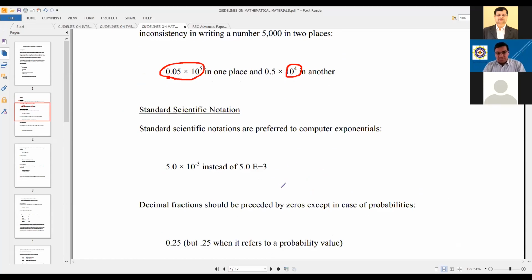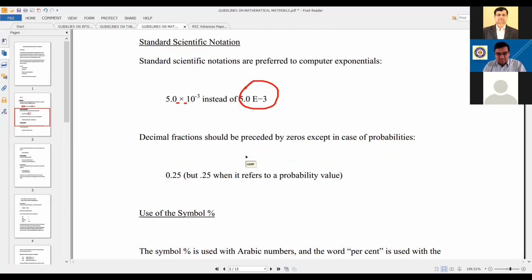Standard notation: 5.0 space into space 10 to the power minus 3. See the space in between. Don't represent like this in the form of exponents, e to the power. Decimal fractions should be preceded by zeros except for the probability. If you want to tell the probability of something, you can use 0.25.